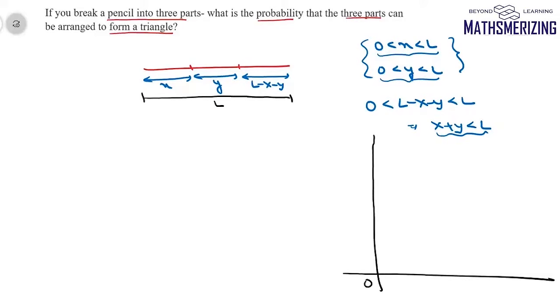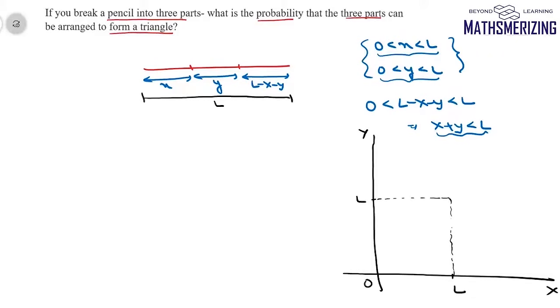So X takes the value from 0 to L. In the same way, Y takes the value. So this is X and this is Y. So Y takes the value from 0 to L. So we have this region, which is this square.